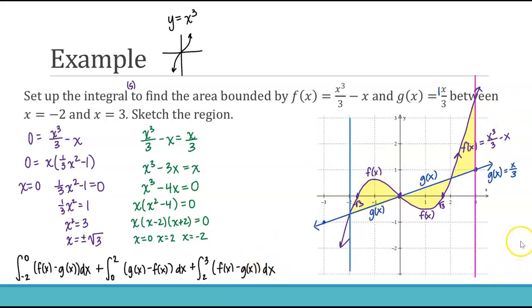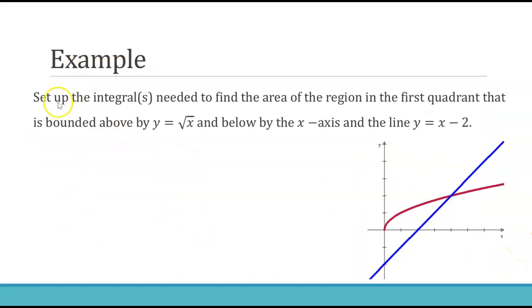In this example, we have to set up the integral or integrals needed to find the area of the region in the first quadrant that is bounded above by y equals the square root of x and below by the x-axis and the line y equals x minus 2. So here we actually have the graphs given. The square root function is this curve here, so I'll label that. That's the square root of x. And then the blue graph here is the line x minus 2.